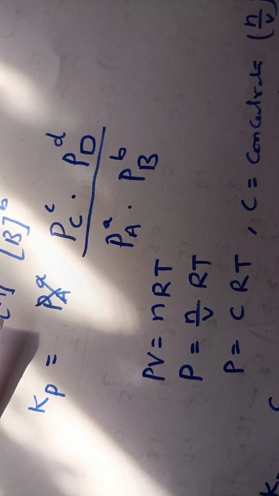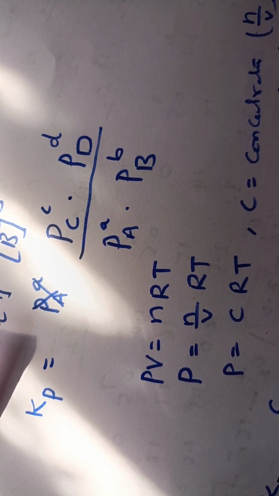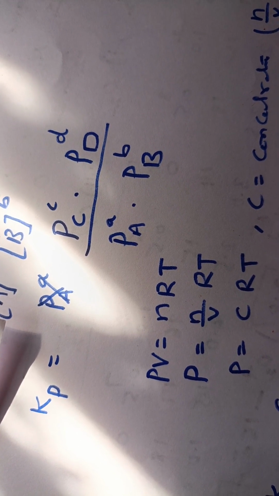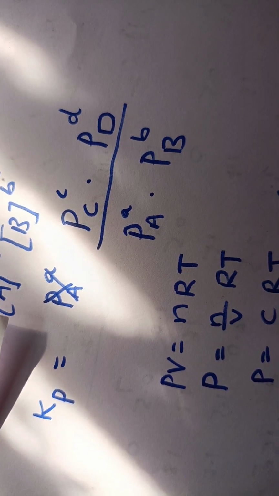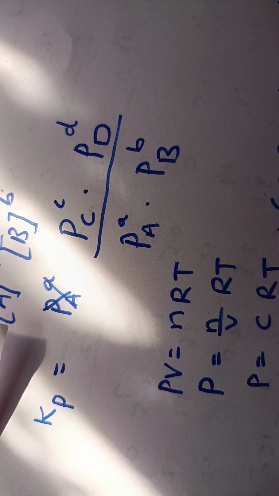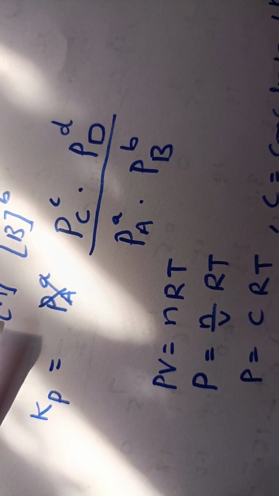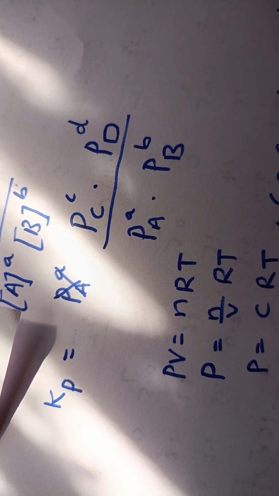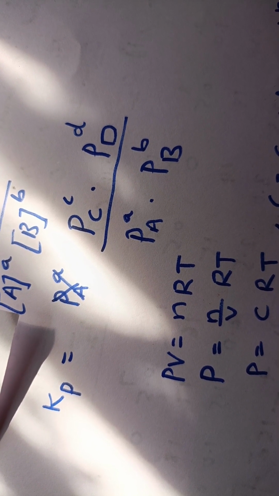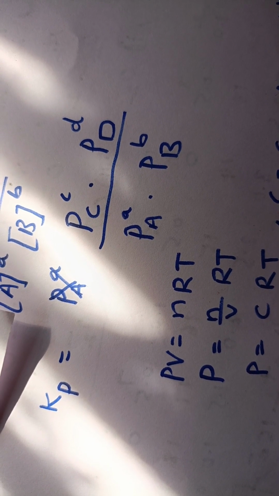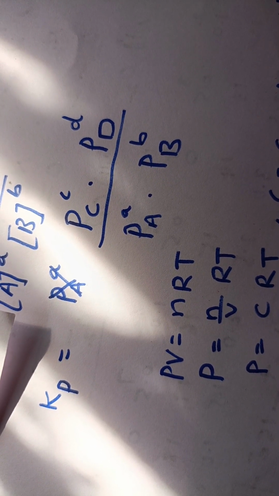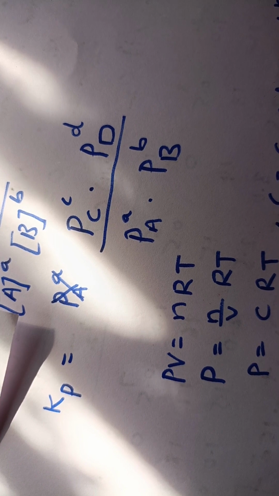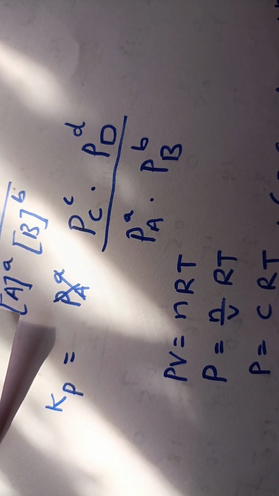PD power small d equals concentration of D times RT, whole power small d. And pressure of reactant A with power small a equals concentration, this is the concentration term, right? So this is the pressure of reactant A, so here we write the concentration of A, and I am writing it like this, times RT with power a. Like that, PB equals B concentration times RT.